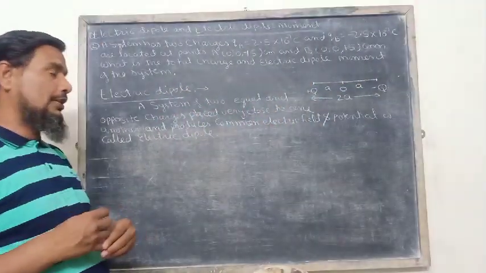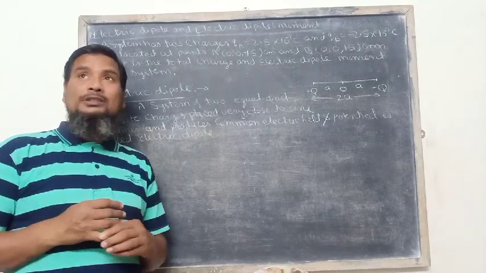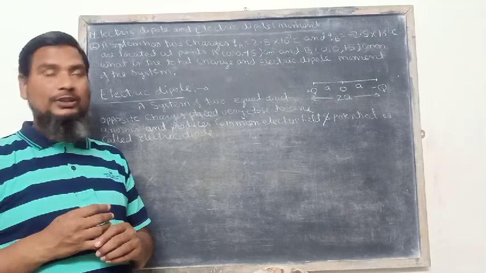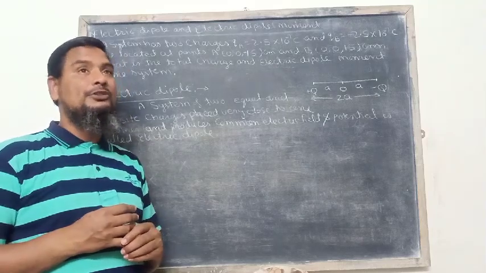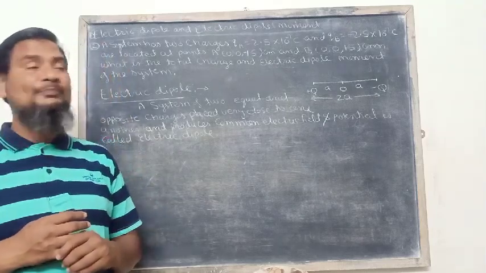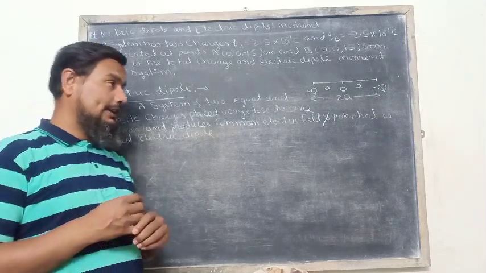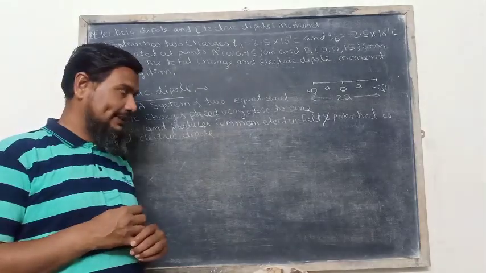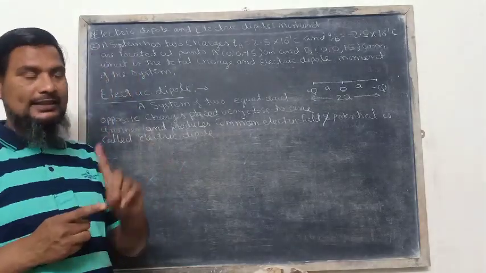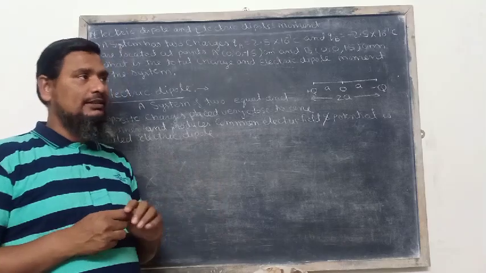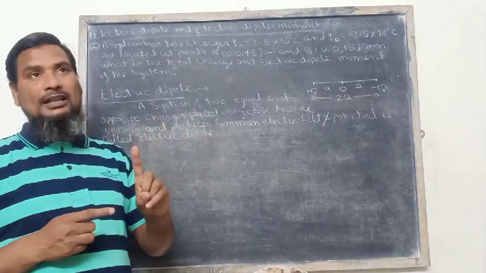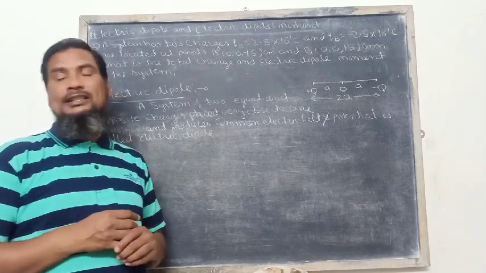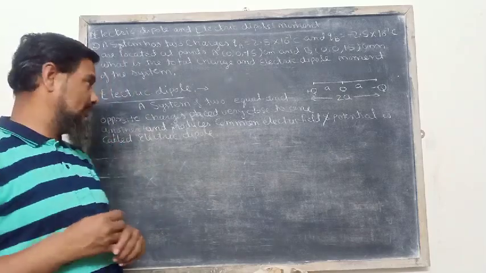For a monopole, the electric field intensity is inversely proportional to the square of the distance. For a dipole, it is inversely proportional to the cube of the distance. And for a quadrupole, it is inversely proportional to the fourth power of the distance.